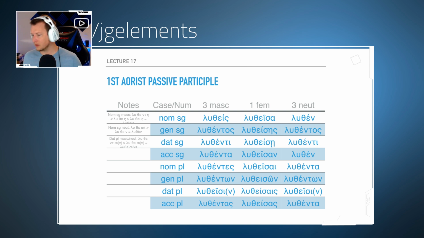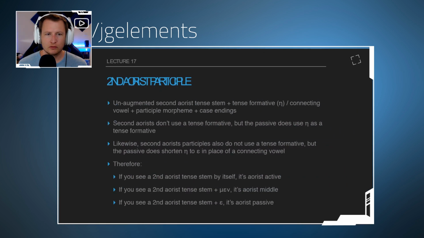Leave this open in case I need to reference it for the next phase, but that is the first aorist passive participle. So now we're going to cover the second aorist participle. Again, it's unaugmented, using the second aorist tense stem. That's what you start with.